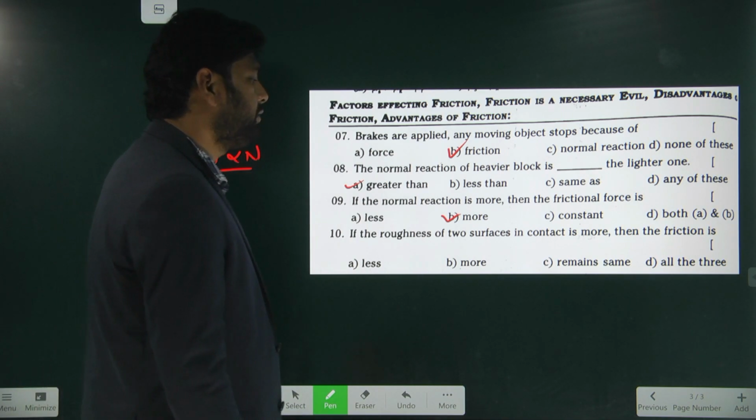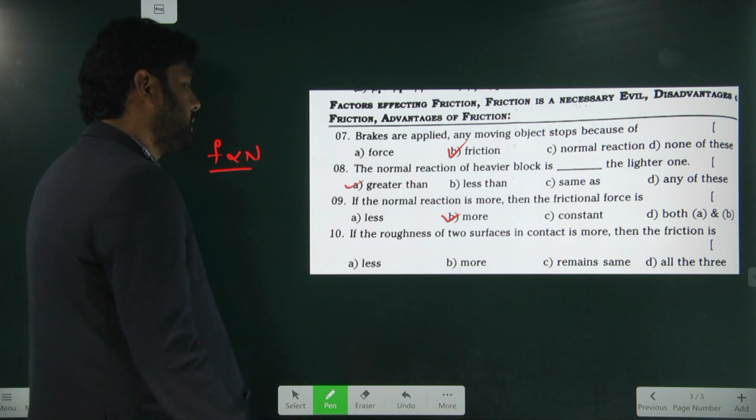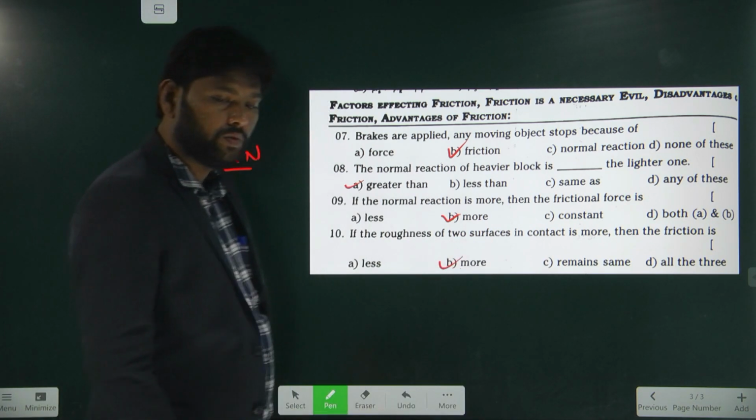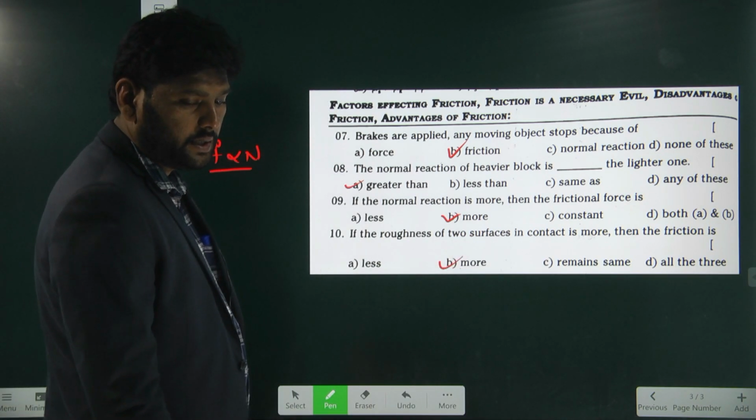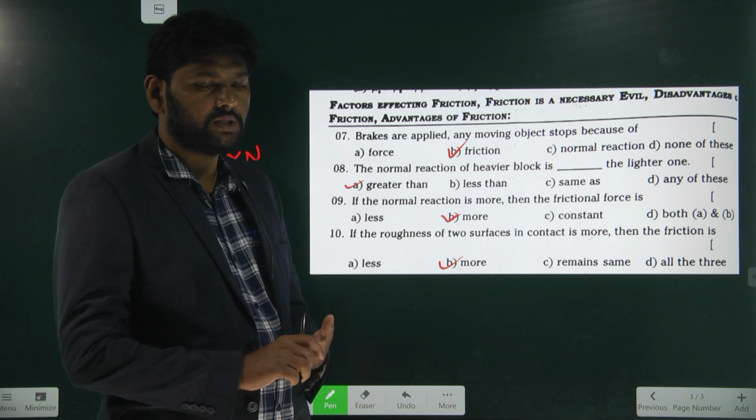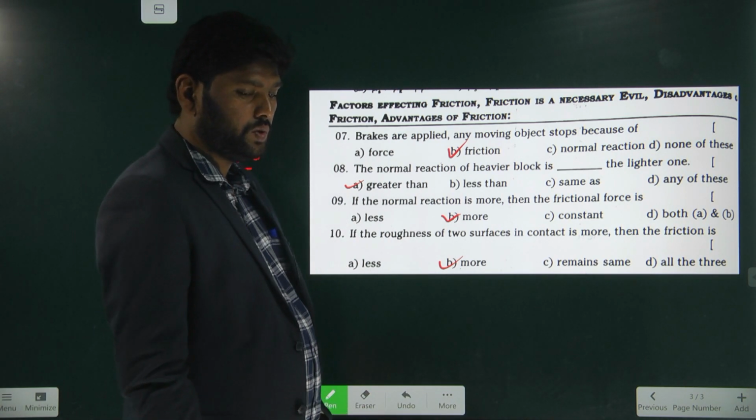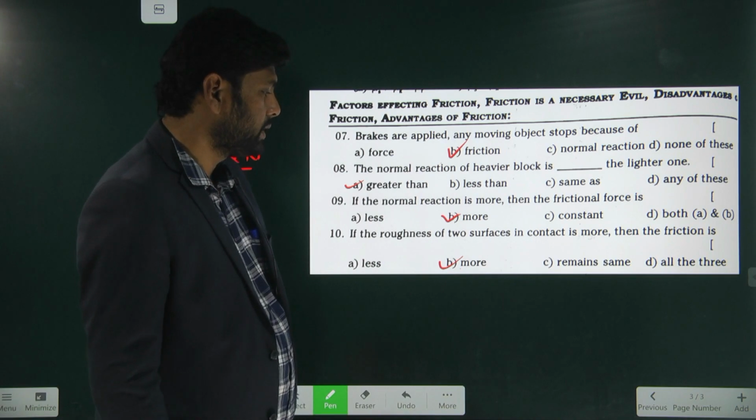If the roughness of two surfaces in contact is more, then friction is also more. Roughness is nothing but unevenness. If more unevenness is present on the surfaces, it will provide more friction. So the answer is what? More.